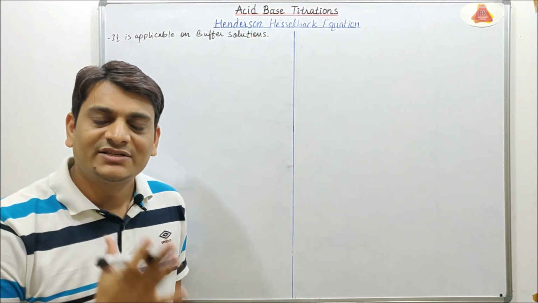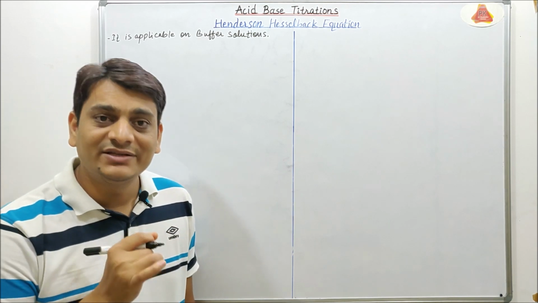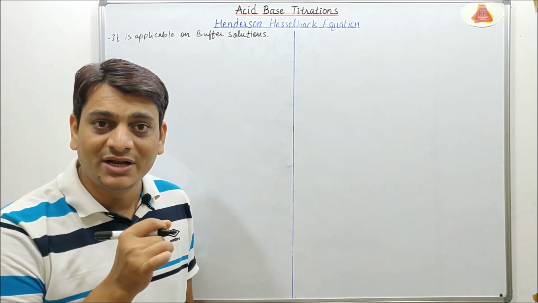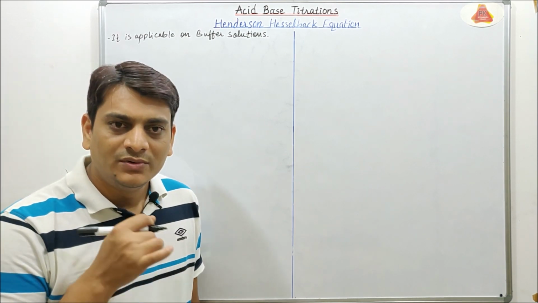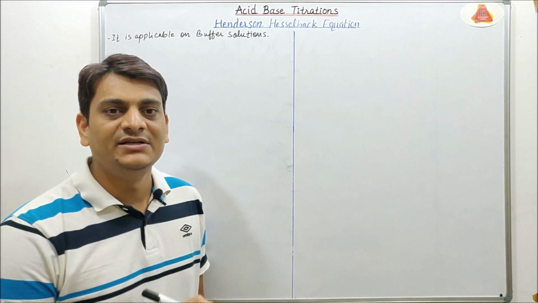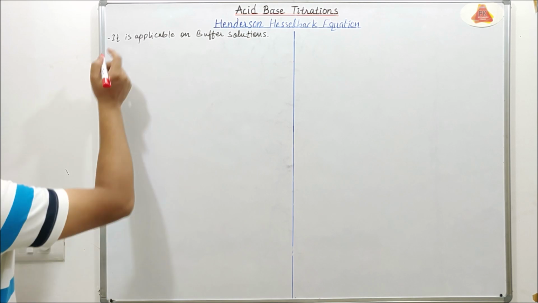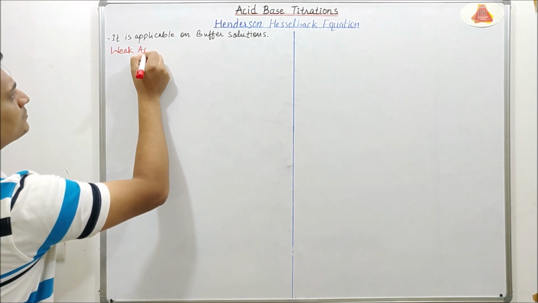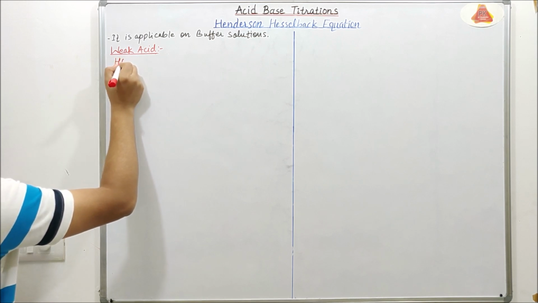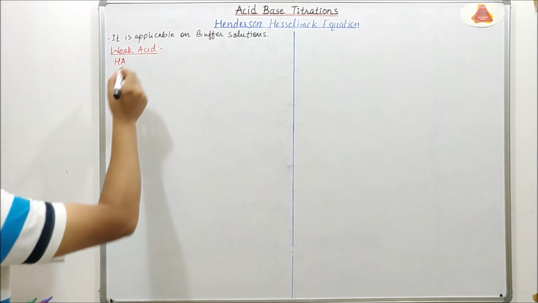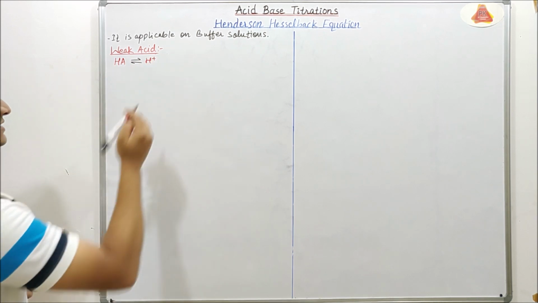In this video I will discuss the Henderson Hasselbalch equation, and in my next videos I will discuss buffer solutions and numerical problems related to this equation. So let's take the example of a weak acid to understand the concept. Let's assume a weak acid, HA, and it will dissociate in the form of H plus and A minus.